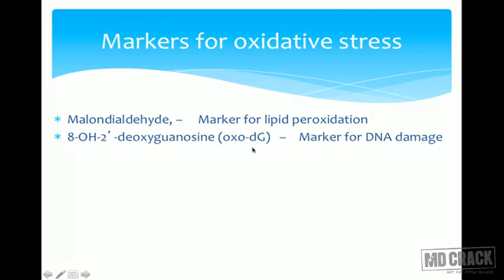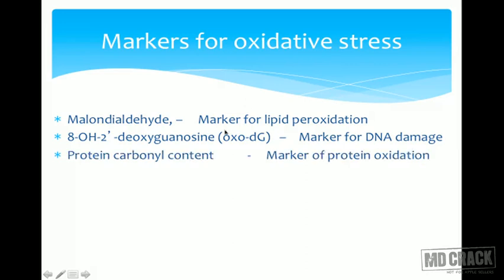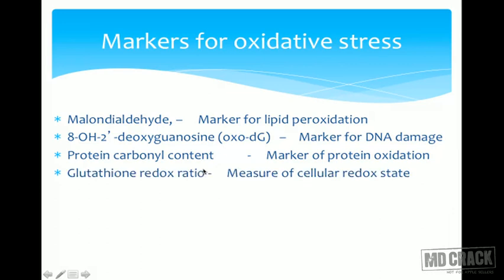We have oxo-dG, called deoxyguanosine, 8-hydroxy-2'-deoxyguanosine, which is a marker for DNA damage. Again, from an MCQ point of view, I am talking about all this. The protein carbonyl content is the marker for protein oxidation. Glutathione redox ratio, whether GSSG is more or GSH is more, is a measure of cellular redox state. Let us look at the clinical significance of different oxidative stresses and how they will help.